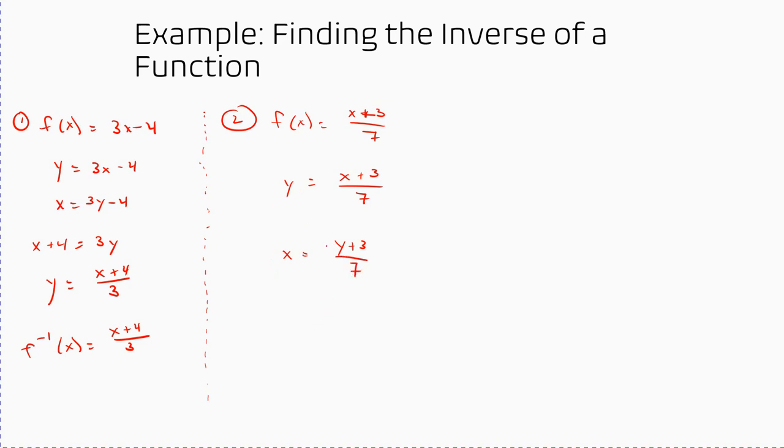Solve here, right? Multiply each side by 7, so solve for y. So I've got 7x is equal to y plus 3. Subtract 3 over, so you get y is equal to 7x minus 3. And then in your last step here, boom, got it. F inverse, rewrite y as f inverse of x is 7x minus 3. So piece of cake, we have it.